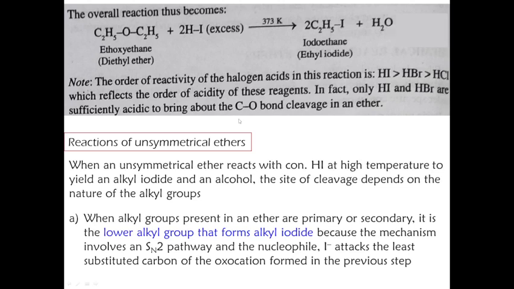In this reaction, the order of reactivity of the halogen acids is HI greater than HBr greater than HCl. That means hydriodic acid is stronger than HBr, which is stronger than HCl. A stronger acid is required for cleaving the carbon-oxygen bond of ether, which reflects the order of acidity of these reagents. In fact, only hydriodic acid and HBr are sufficiently acidic to bring about carbon-oxygen bond cleavage in an ether.